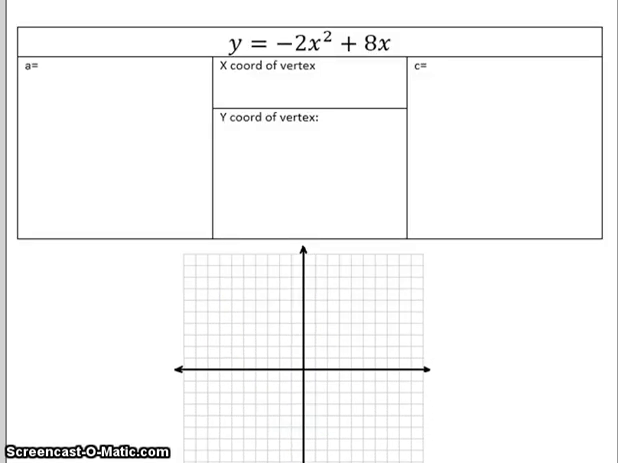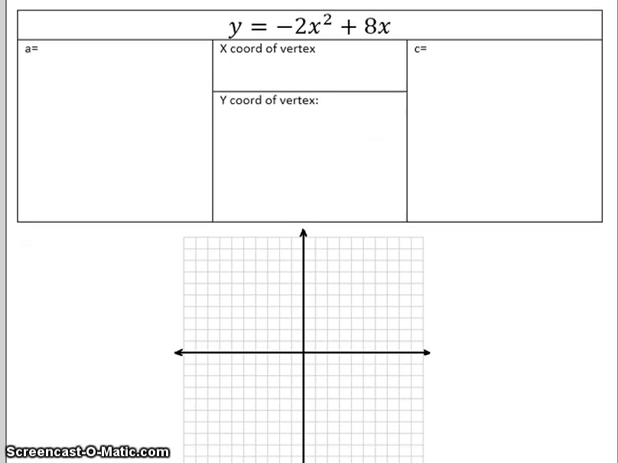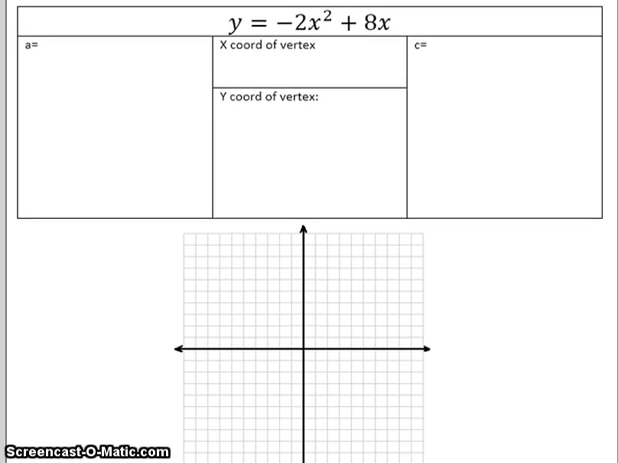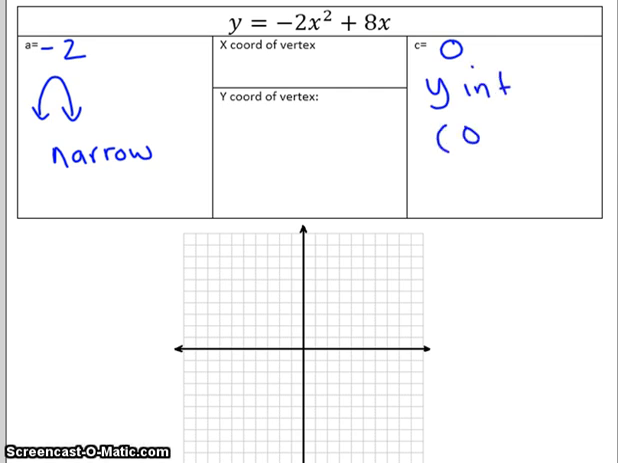All right, here's another example. Note here that the a value is negative 2, the c value is 0, and those things tell us many things about the graph. This graph is going to open down, and it's going to be a little bit more narrow than the typical x squared. We know that the y-intercept is going to be found at the point 0, 0, so that is the origin.